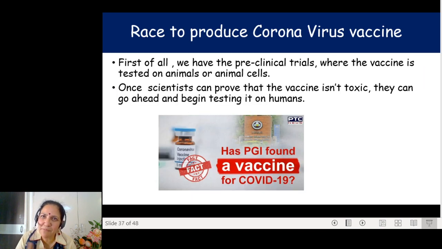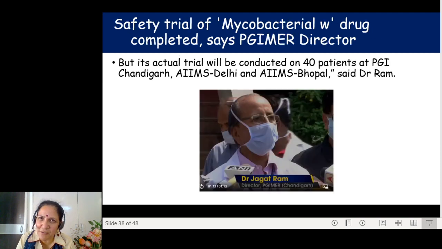Keeping this in mind, these days there is a race to produce a coronavirus vaccine. We're not talking about the preclinical trials, as I mentioned earlier, where it has to be tested on animals or animal cells. Once the scientists have proven that the vaccine isn't toxic, one can go ahead and test it in humans. We did have news sometime back saying that PGI had found a vaccine. But what we need to understand is that it's not so simple.